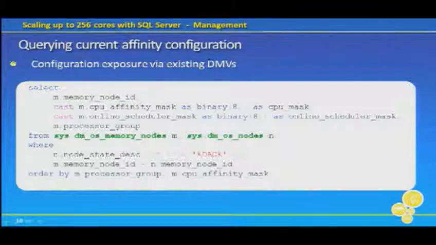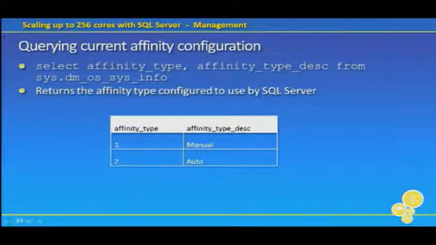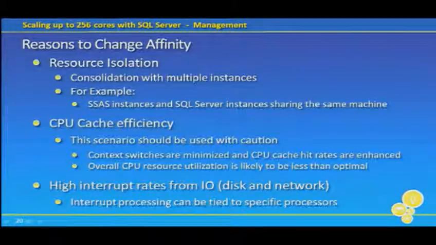But we expose it through DMVs. There's code fragments. It's very well documented online. Same with current affinity configuration. If you're not sure whether it's in a manual versus auto mode, it's easy to tell. So, really, reasons to change affinity. Generally speaking, the only time you'd really want to make use of it is for consolidation, in my opinion.